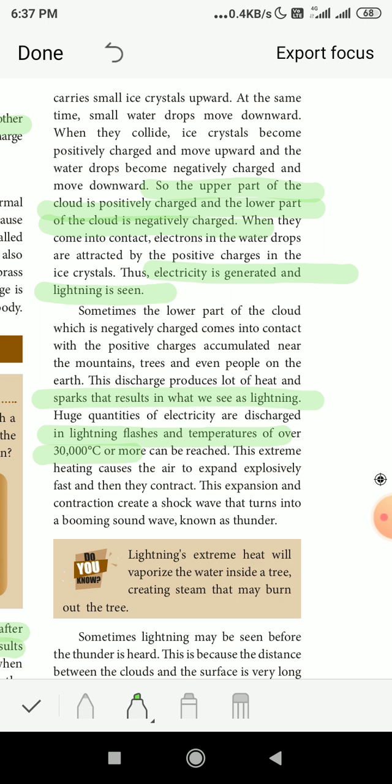This expansion and contraction create a shock wave that turns into a booming sound wave known as thunder. So what is thunder? It is the heat. The heat causes the air to expand explosively because of the flashes of light, and then it contracts. The expansion and contraction create a shock wave that turns into the booming sound known as thunder. Lightning's extreme heat will vaporize the water inside a tree, creating steam that may burn the tree.